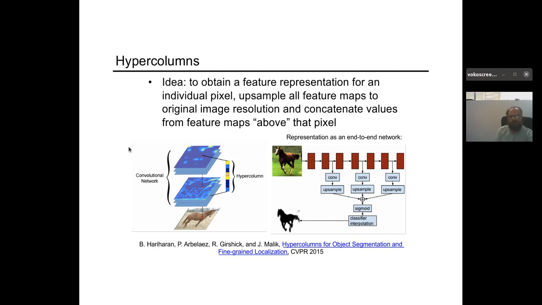Another way to do dense prediction is called hypercolumns. The idea is to obtain a feature representation for an individual pixel, then upsample all feature maps to original image resolution and concatenate values from the feature maps above that pixel. So we have an input image. We take the input image and get it through some convolutional layers, and at the end of each convolution layer you get a feature map. Each feature map is upsampled to the image resolution.